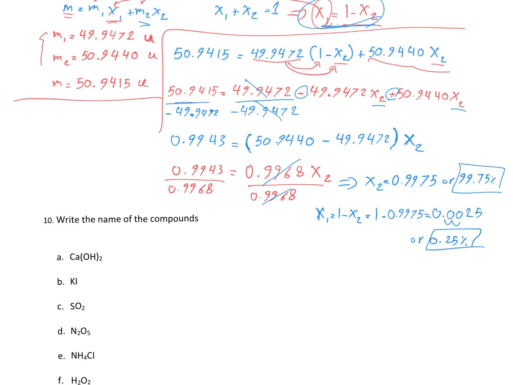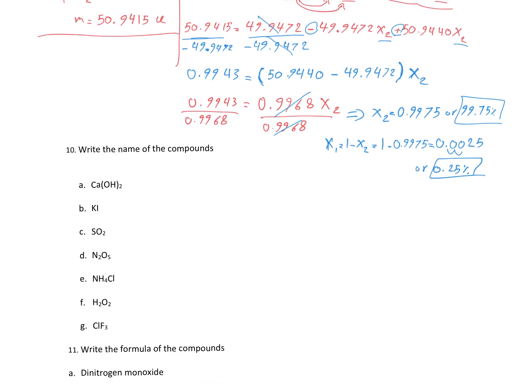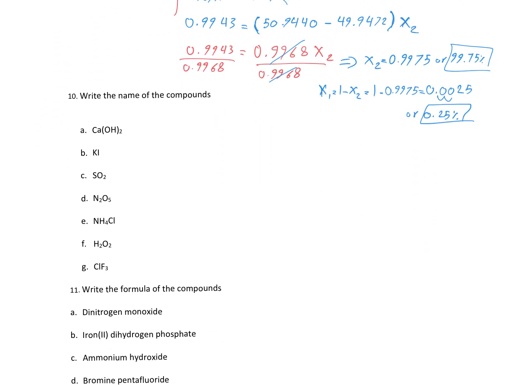Okay, so that's it. All the questions just like that. You have to use these two equations. If you have one of the natural abundance, you find the other one and plug it in here. If you don't have any of them, you just write it based on the other one and then plug the whole sentence into the first equation. Okay, the last question is writing the formula and writing the name of the compound.